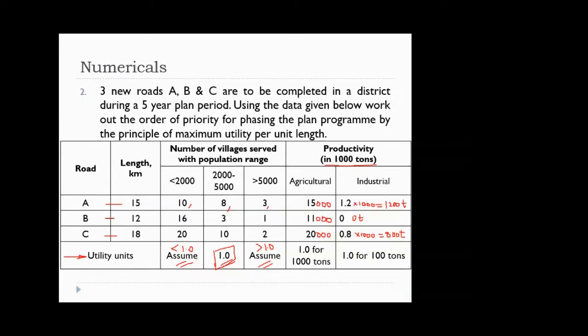You should not assume this value as 2 and this value as 1.5 or something like that. So it should be logical. That's why you should follow this system. And for productivity in agriculture and industrial, now you can see what they have given is the utility unit for agriculture productivity, it is 1 for 1000 tons. So for 1 for 1000 tons, it's no issue. You have to just multiply.